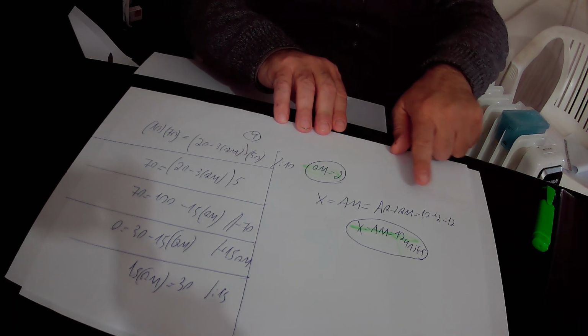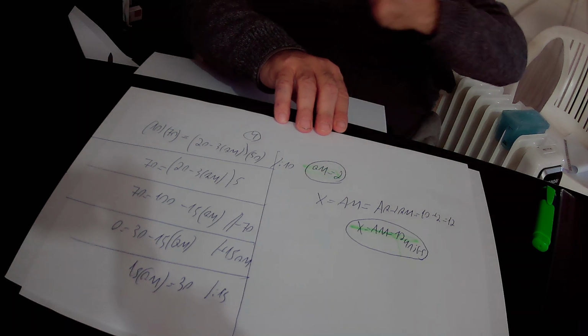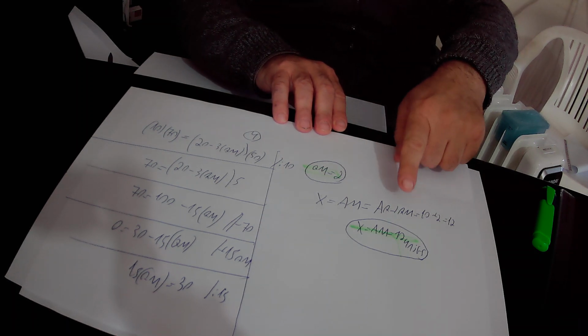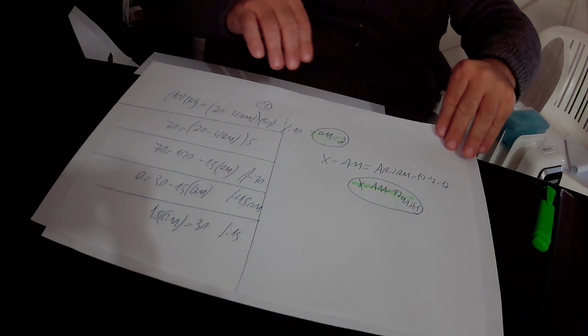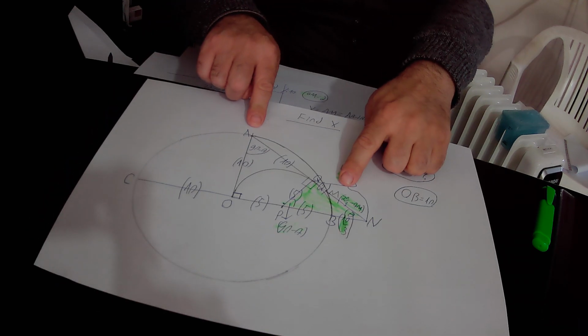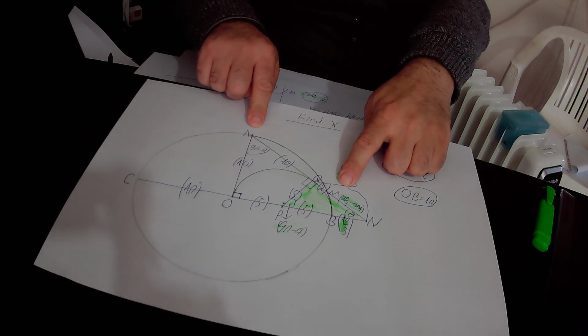So we found that x, that is equal to AM according to what is given in the question, is equal to 12 units in its length. Repeat again: this line segment AM, that is equal to x, is equal to 12 units in its length. Okay, thank you very much.